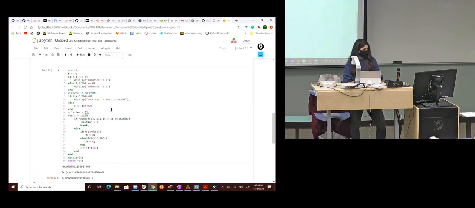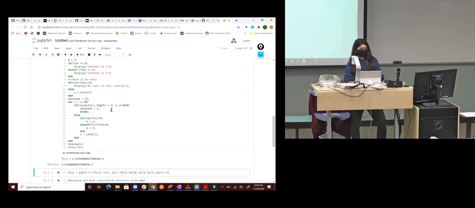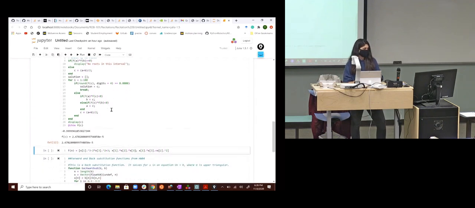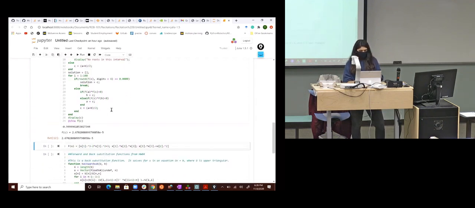I think in homework, they're going to have you check more conditions and have you write a function of it. But if you understand what's happening here, you should be able to do that as well, right? So that was our bisection algorithm.